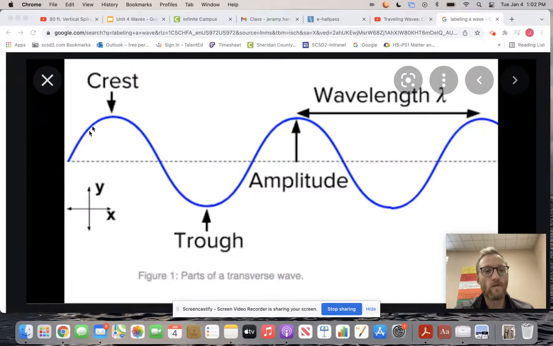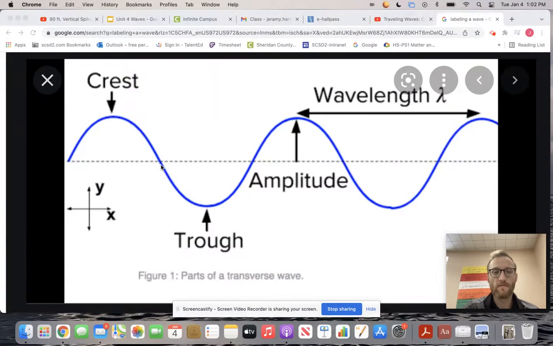Okay, and the first one is the crest. So we can see here our wave, the highest point above equilibrium is known as the crest. Okay, and our definition for that is going to be the highest point of the wave. So you can pause the video, write that down.